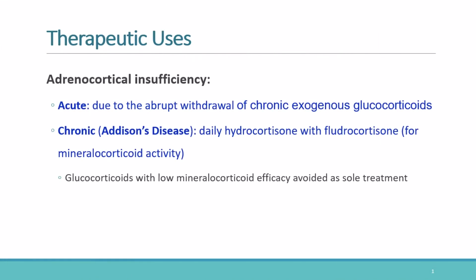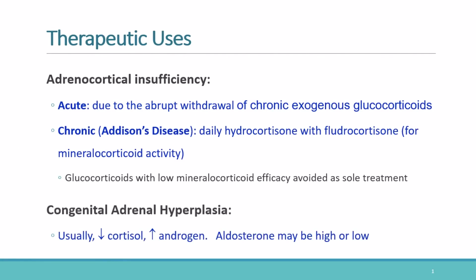Glucocorticoids are used in adrenal insufficiency, congenital adrenal hyperplasia, autoimmune diseases, allergies, asthma, and inflammatory disorders. In Addison disease, hydrocortisone is combined with fludrocortisone because mineralocorticoid replacement is also needed. In congenital adrenal hyperplasia, cortisol deficiency leads to increased ACTH and androgen excess.